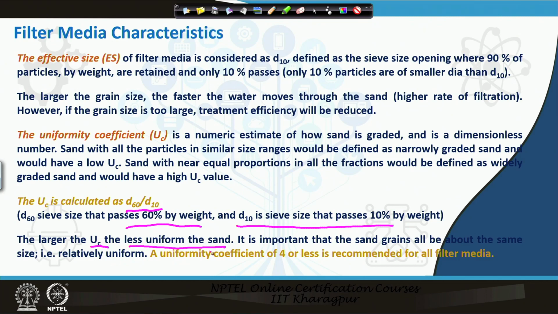Now, for filtration purpose, we want that sand to be of more or less uniform size, relatively uniform size. So, we should aim for a low uniformity coefficient. In any case, uniformity coefficient should be 4 or less. Generally, it is preferred to be around less than 2.